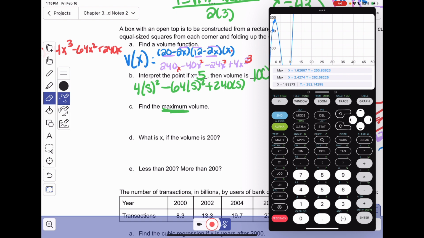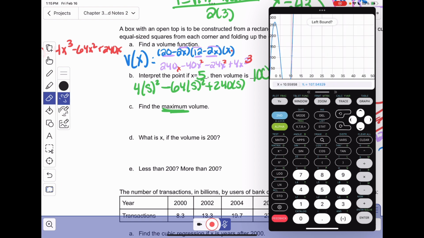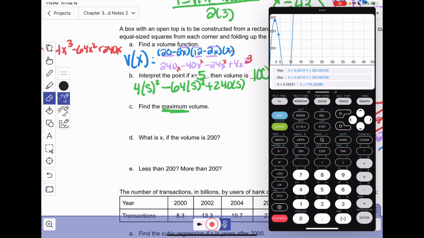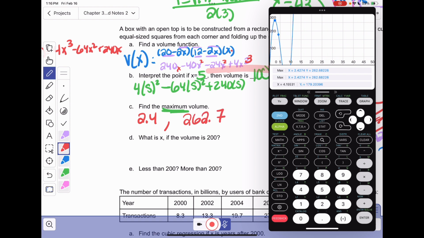So we know this part doesn't happen because it goes up forever, so we're going to find the max of that little bump. So second trace, maximum, move to the left of the bump, hit enter, move to the right of the bump, hit enter, and we see this right here. Our maximum is at x equals 2.4, and the volume at that point would be 262.7. So if x is 2.4, our max volume is 262.7 for that box.